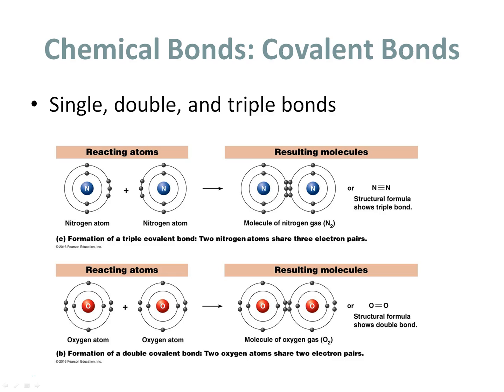being shared. In the top example, 2 nitrogen atoms are sharing 3 pairs of electrons, and that will result in a triple bond. Underneath, we have 2 oxygen atoms that are sharing 2 pairs of electrons, and that gives us a double bond. Covalent bonds are much stronger than ionic bonds.